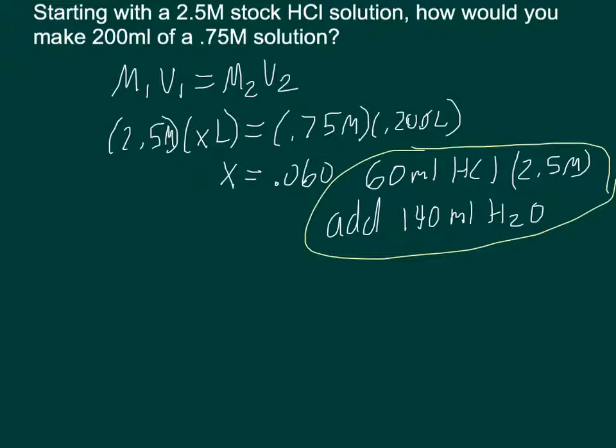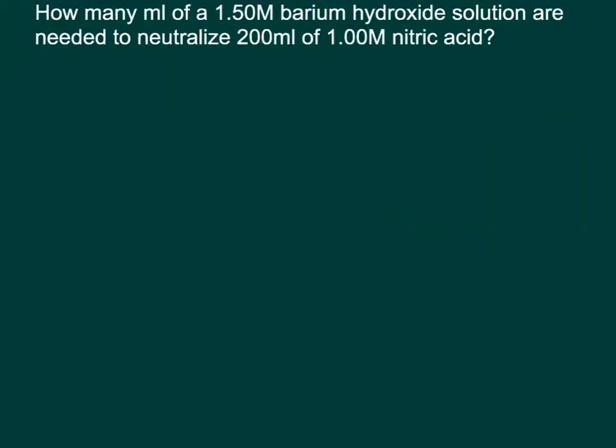Pretty straightforward. Okay, let's look at a solution stoichiometry problem. In this problem we're looking at an acid-base neutralization. So we have: how many milliliters of a 1.50 molar barium hydroxide solution, which is a base, are needed to neutralize 200 milliliters of 1 molar nitric acid?